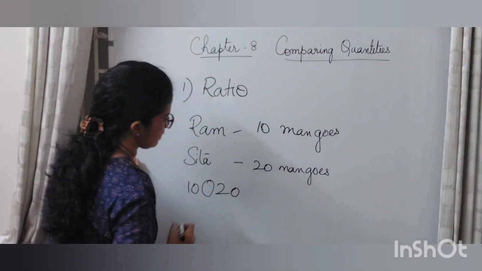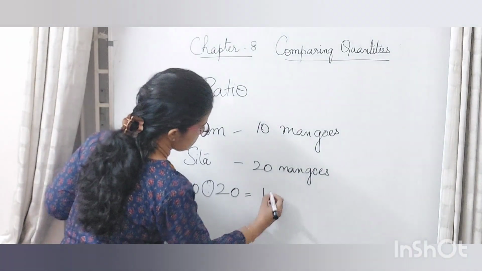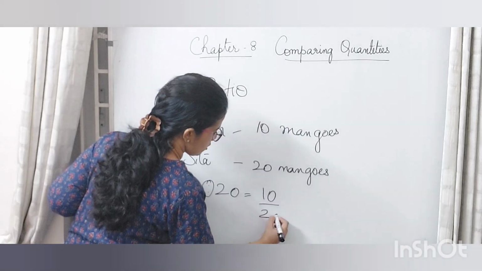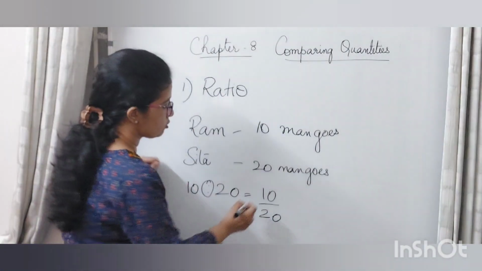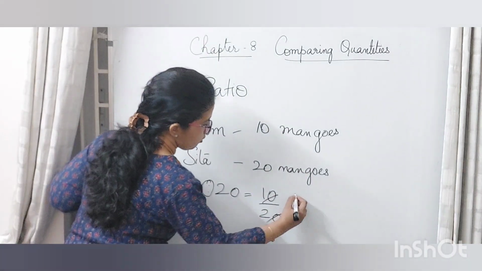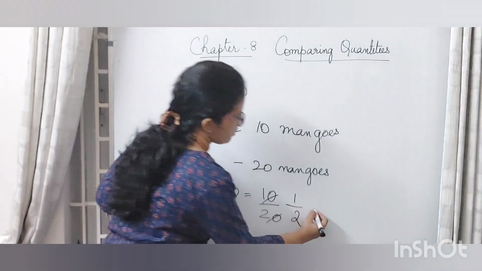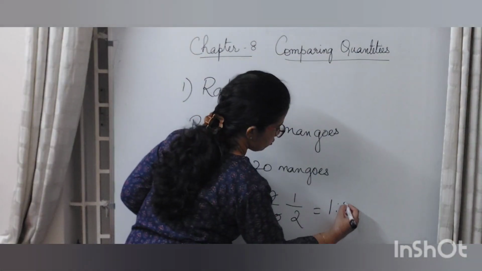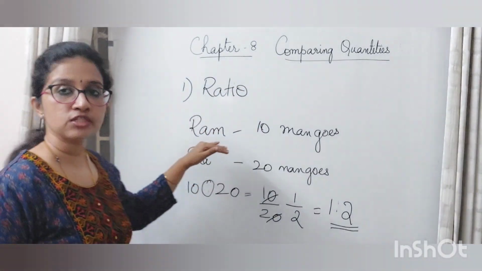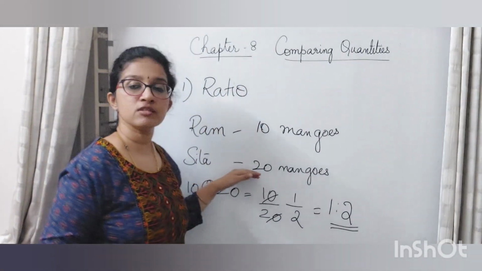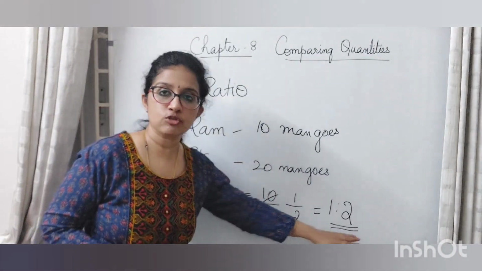This "is to" is the sign for ratio. Or this can also be written as 10 by 20. So ratio can also be written in the form of a fraction. What does this 10 by 20 mean? 1 by 2, correct? So this 1 by 2 can be written as the ratio 1 is to 2. So the ratio of the number of mangoes which Ram has to the number of mangoes which Sita has is 1 is to 2.